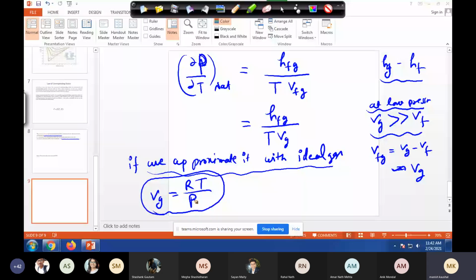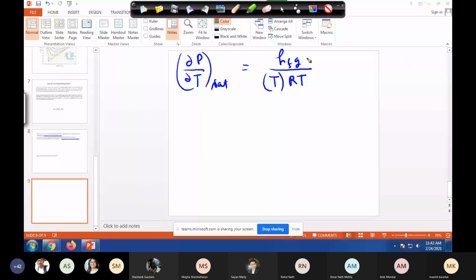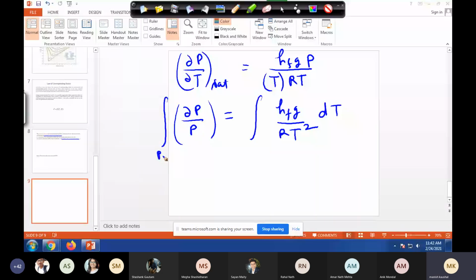So let's do that. In that case, our dou P by dou T at saturation under those assumptions will be the enthalpy associated with phase change, over one temperature, and Vg we are replacing with RT by P. So dou P by P will be equal to Hfg over R T square dT. You can integrate it from P1 to P2.